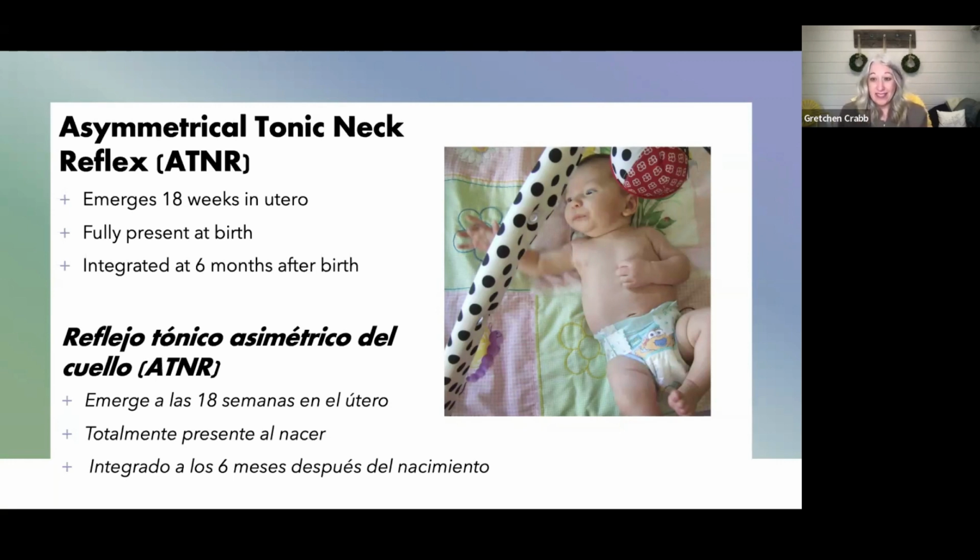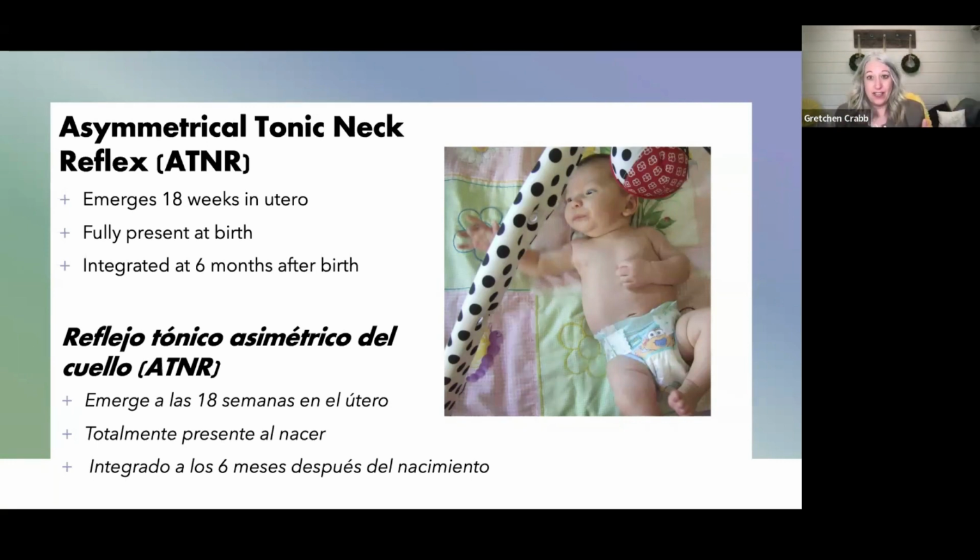But what this reflex is, every time an infant or a baby turns their head to one side, their arms automatically go into this fencer-like position, as you can see here in the picture and what I'm demonstrating as well. They're sort of stuck in that position until their heads turn to midline and they turn the other way, and then the opposite happens.